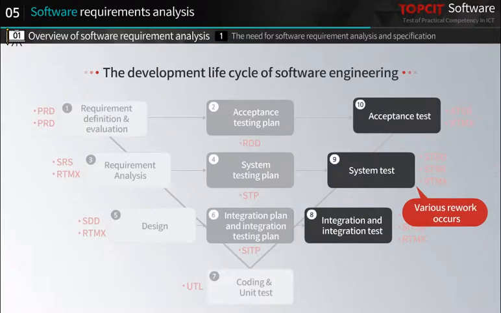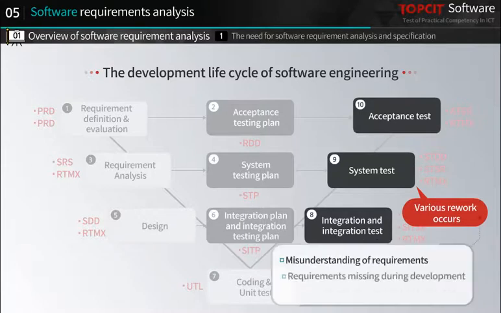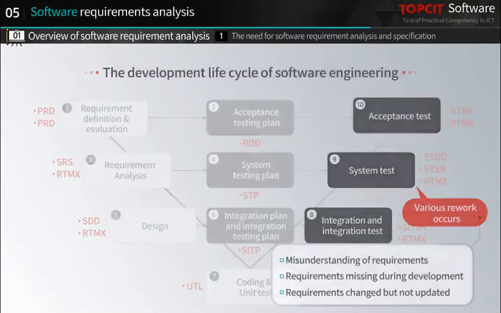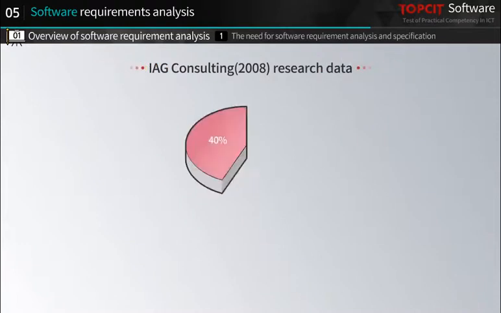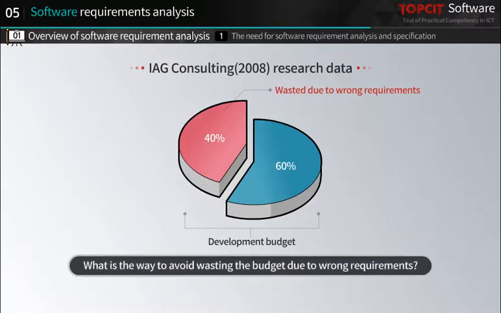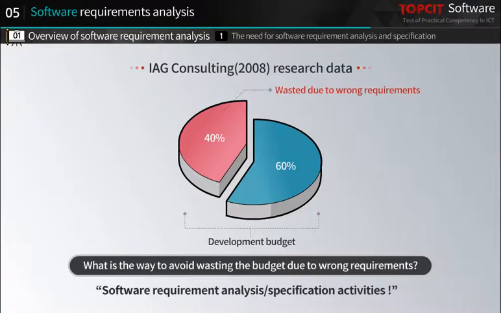And a lot of rework from software development efforts is common in the testing phase, which is the later part of the development process. One of the main causes is known to be errors in the requirements. For example, misunderstanding of requirements, requirements missing during development phases, and errors that do not reflect changes in requirements. IAG Consulting says more than 40% of the total development budget is wasted by wrong requirements. So how can we avoid these errors? It is in software requirements analysis and specification activities.